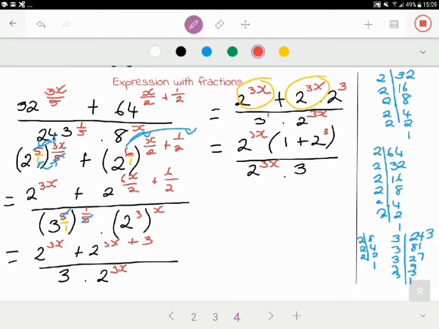Then our next step is to cancel out the highest common factor at the top and the bottom. Then we are left with 1 plus 8, and then at the bottom over 3, and that becomes 9 divided by 3, which is equal to 3.